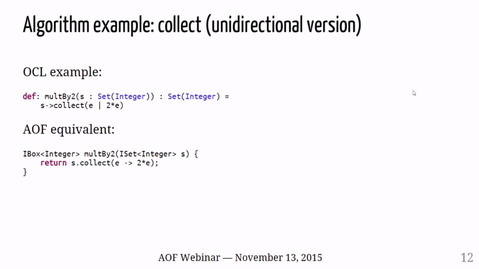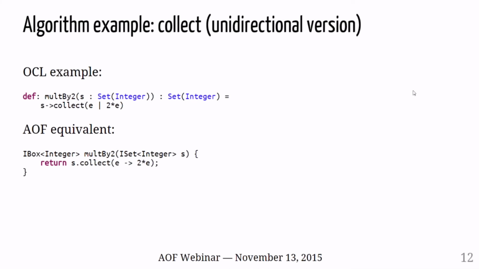So let's look at a small example to explain roughly how the synchronization happens. In this example, we have a function defined in OCL at the top left of the slide, which takes a set of integers and returns a set of integers by applying the 2 times e function on every element, which means that basically it will return a set in which every element will be the double of the corresponding element in the source set.